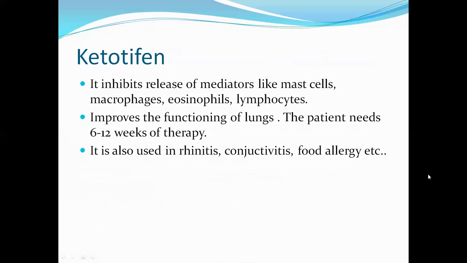Next, Ketotifen. Ketotifen inhibits the release of mediators from mast cells, macrophages, eosinophils, and lymphocytes. When these mediators are inhibited, it improves the functioning of the lungs and airways. For this type of drug, therapy is needed for at least 6 to 12 weeks for the patient. Ketotifen is also used in rhinitis, conjunctivitis, and food allergy conditions. So this is the pharmacology of anti-asthmatic drugs. These are the drugs mainly used for treating asthma, and this is the mechanism of action of these drugs.